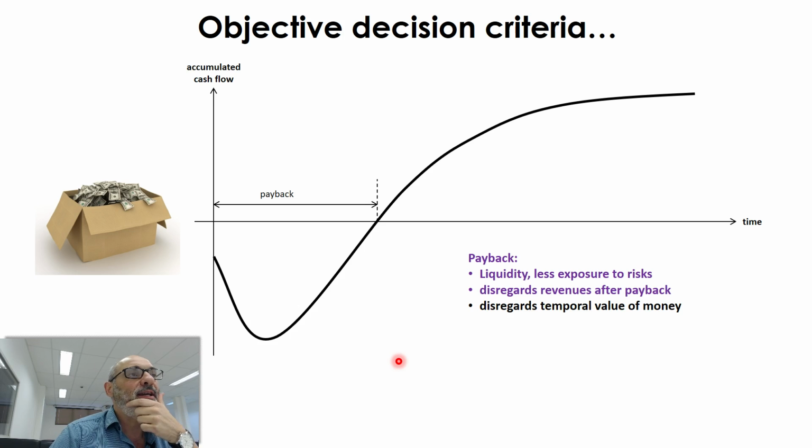Let's look at the aspects that are translated into numbers. For instance, let's start talking about the payback. The payback expresses the liquidity of your investment or the amount of exposure to risks.